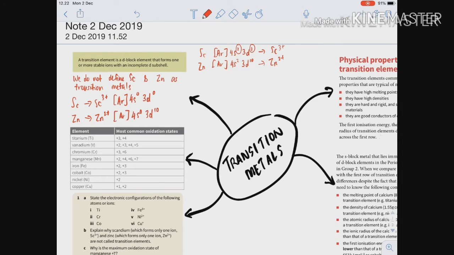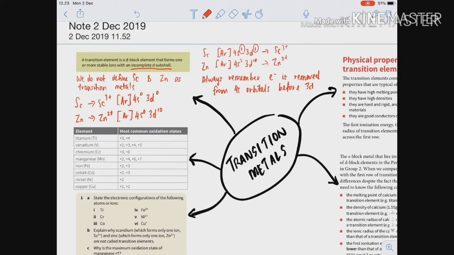Always remember, when you remove electrons, you must remove the electrons from the 4s orbital before removing them from the 3d orbital.